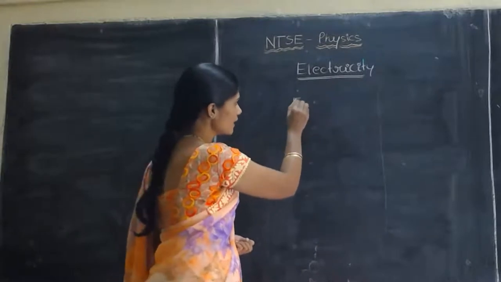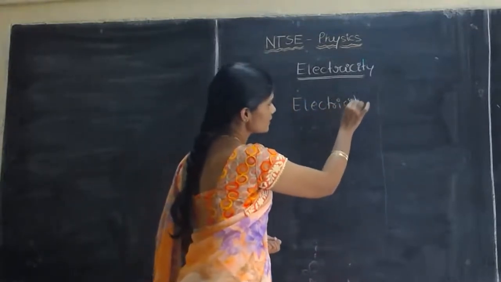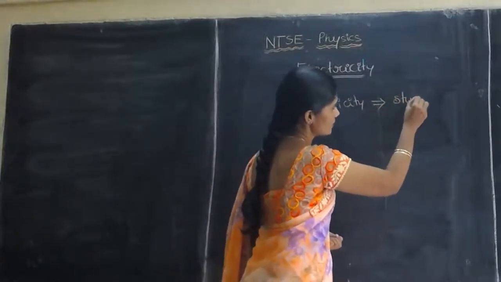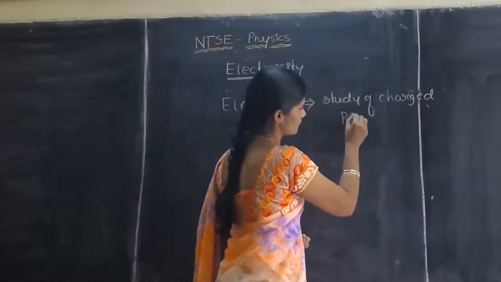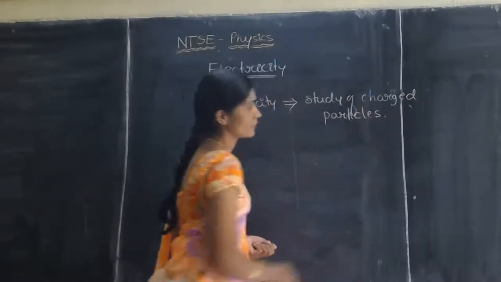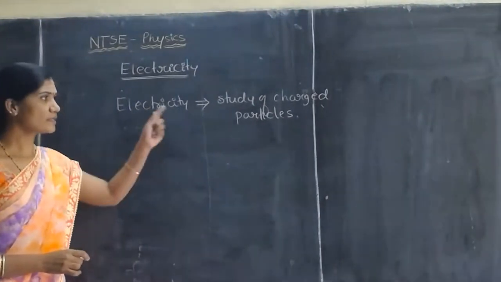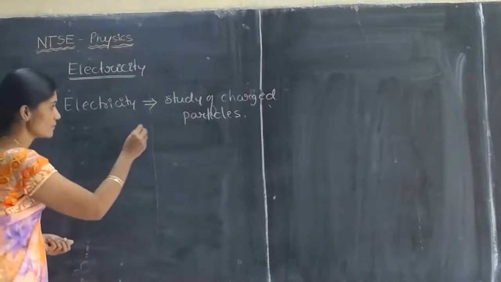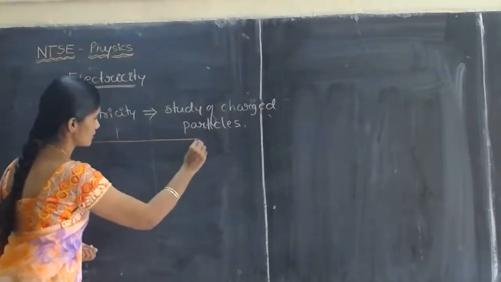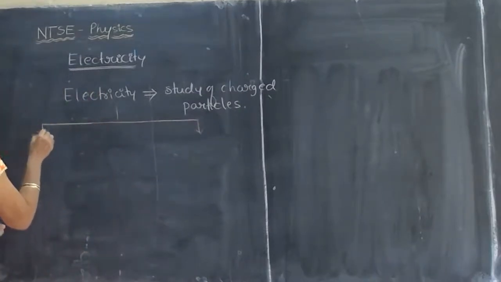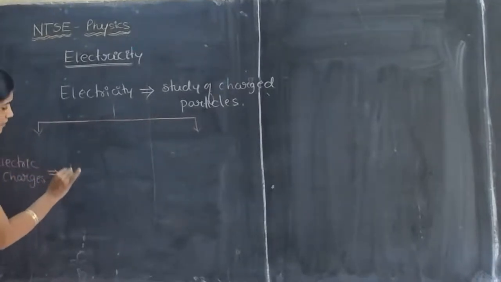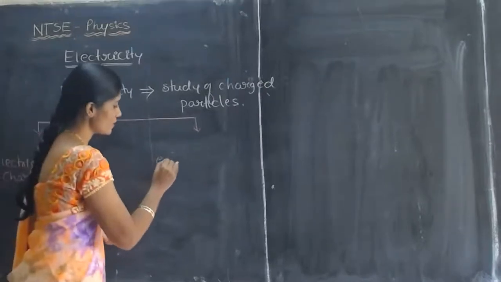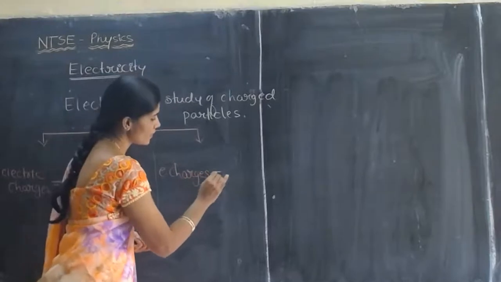In physics, the word electricity means a study of charged particles. This study has been done in two branches. In the first case, we study electric charges which are at rest. In the second case, we study charges which are in motion.